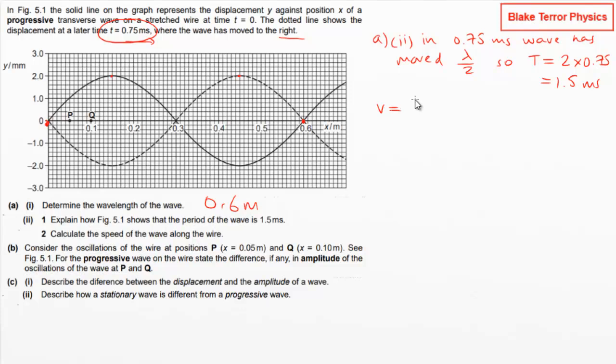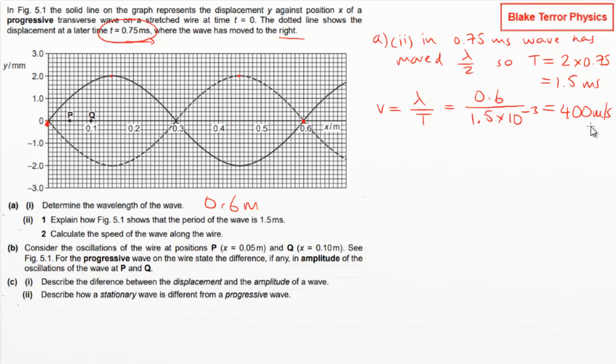Calculate the speed of the wave along the wire. So the speed is distance over time, wavelength over period. So that is 0.6 divided by, well, we just worked out the period, 1.5 times 10 to the minus 3. So 0.6 over 1.5 is 0.4. So 0.4 times 10 to the 3, so that's 400 meters per second.